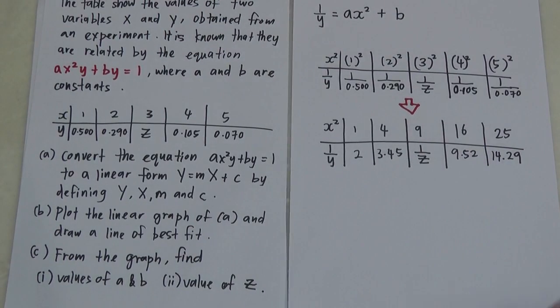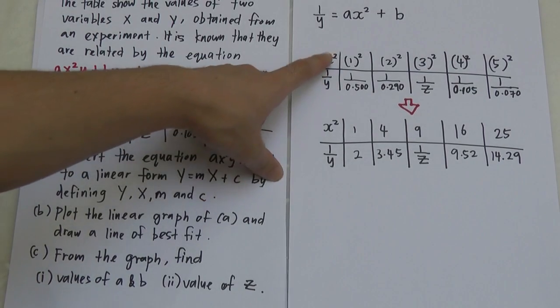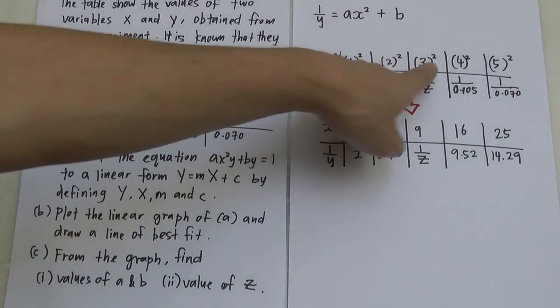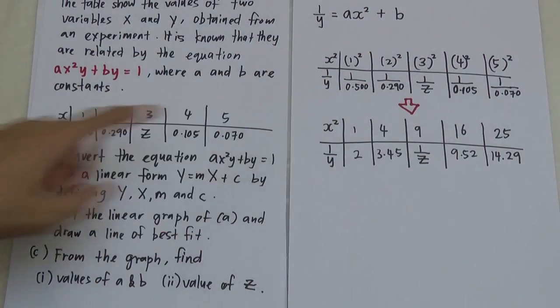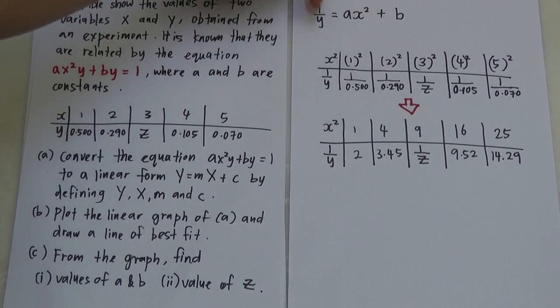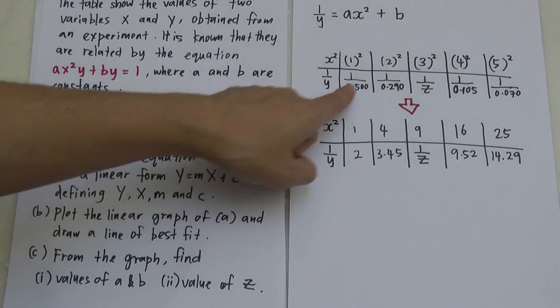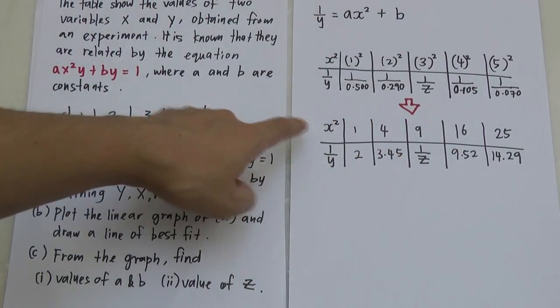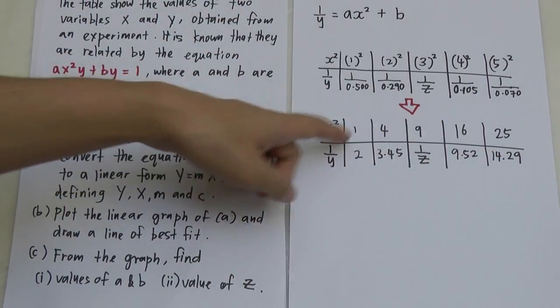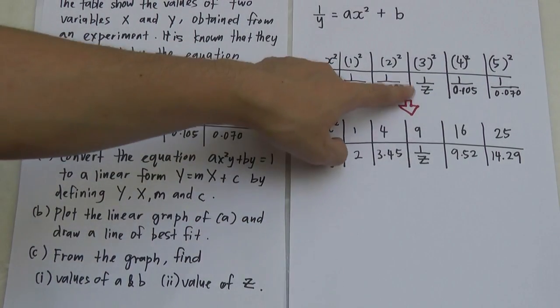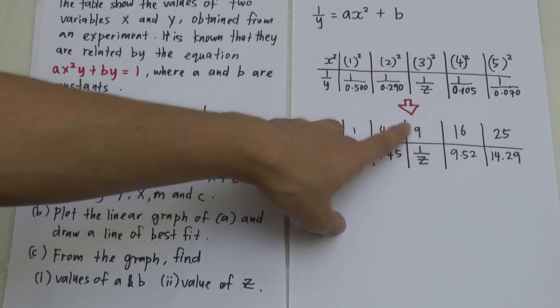Alright, so from here, just now I said I will change all my x here to x squared, isn't it? So you see I square every single one, and then I will change my y to 1 over y, because this is my y and this is my new x and new y. Alright, so you see 1 over y for every single thing. Then I just press the calculator and I will get this. It's very simple. Of course, this one over z you can't press, so you just leave it here.